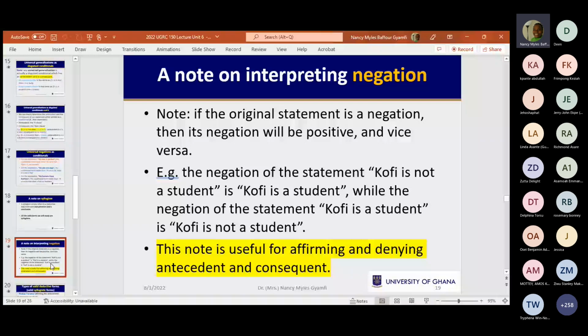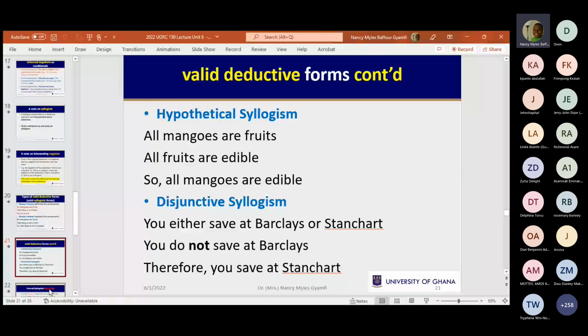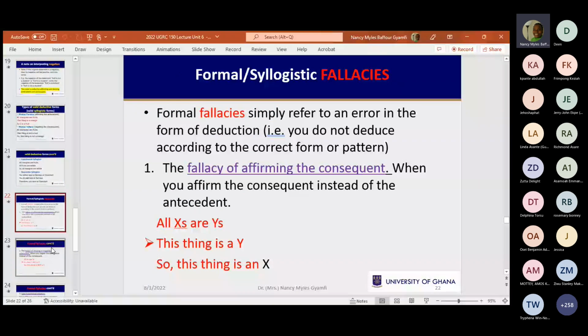We even told you how to interpret negations. Then the valid patterns themselves. We added hypothetical and disjunctive today. Then the fallacies, why they are fallacious. We have worked ourselves through them over and over again.